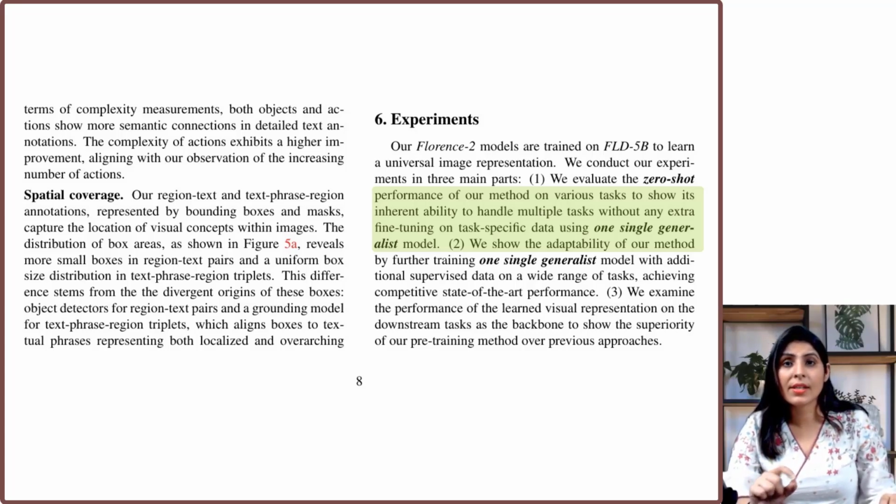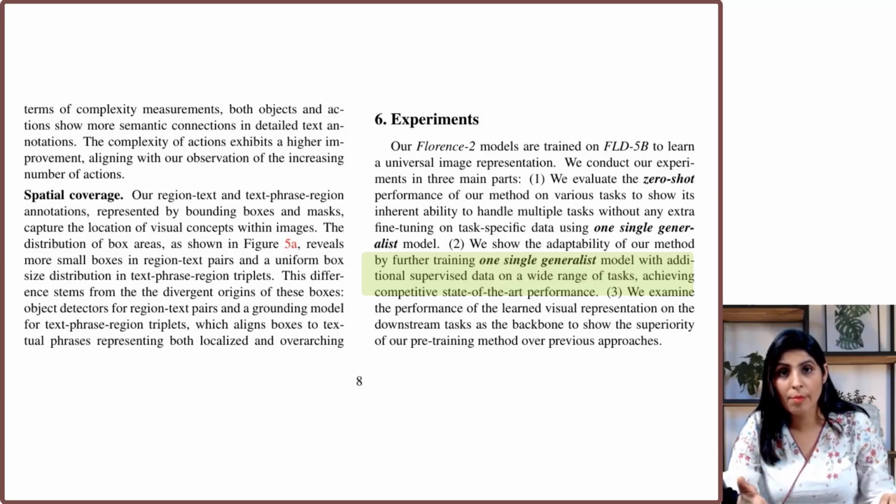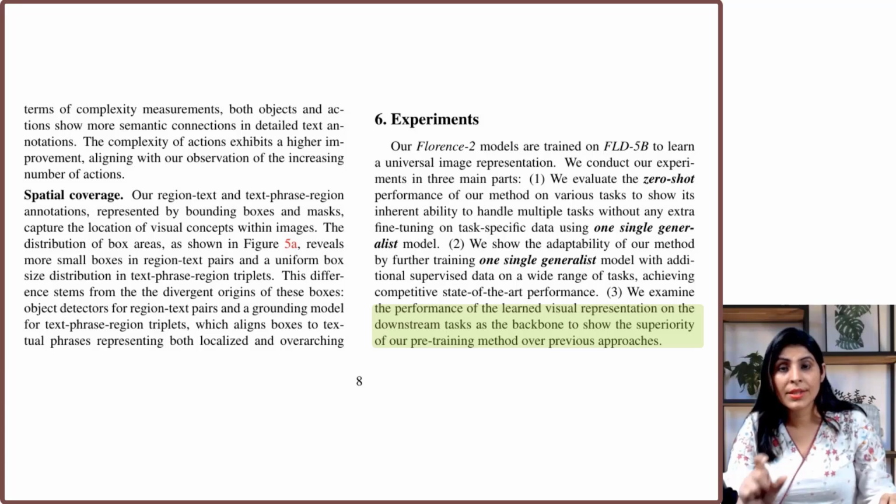Okay, then second one is adaptability with additional data. So what it means is that after evaluating zero-shot performance, the model is further trained with additional supervised data across a wide range of tasks. So the objective here is to show how the Florence-2 model can adapt and improve its performance when trained with more task-specific data. And the third one is backbone performance evaluation. So the final part of the experiment is the backbone performance evaluation. This experiment focuses on assessing the performance of the learned visual representations on different tasks. Here the Florence-2 model serves as the backbone model for these tasks, aiming to demonstrate that their pre-training method outperforms previous approaches in terms of effectiveness and versatility.